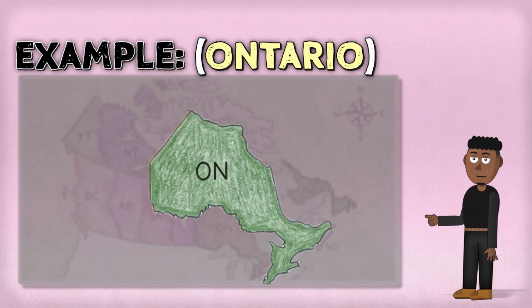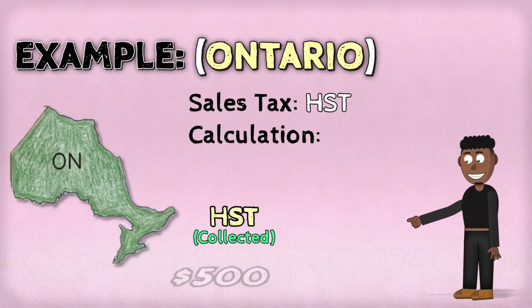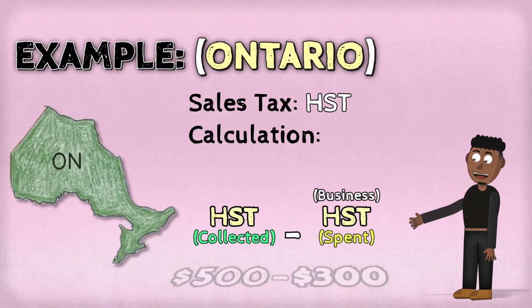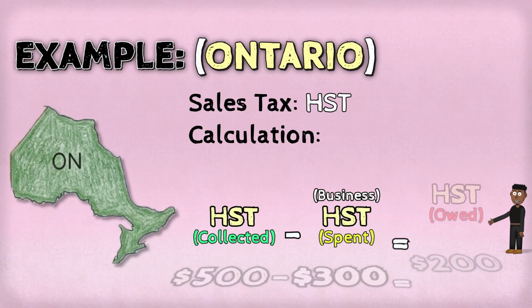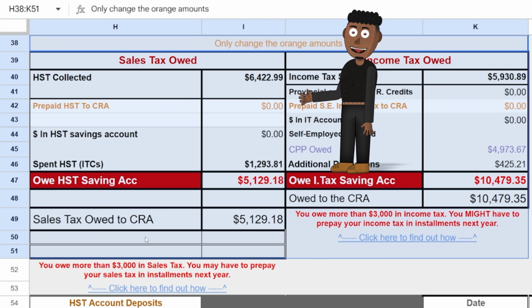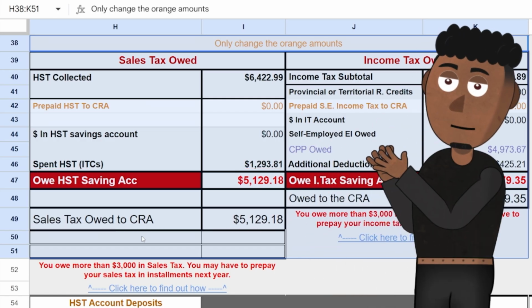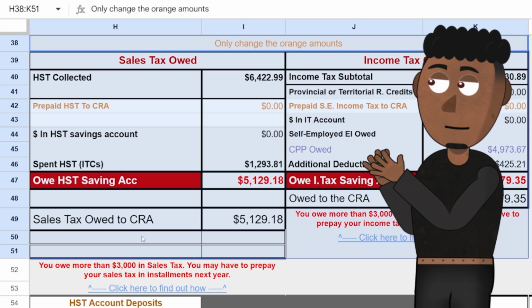If you live in Ontario, your sales tax would be HST, so the calculation would be the HST you've collected through income minus the HST you've spent on business expenses, which equals what you owe the government. If you click the What We Owe the CRA Fast link, you can see that calculation neatly shown in the spreadsheet. HST I've collected minus HST I've spent, which gives me HST I owe the CRA. That's the basic calculation. Now, let's look at how to file.